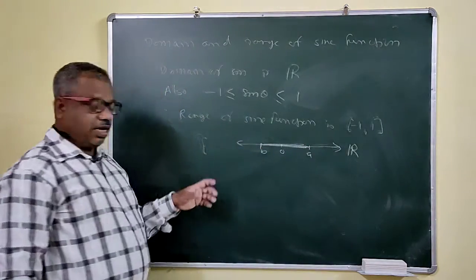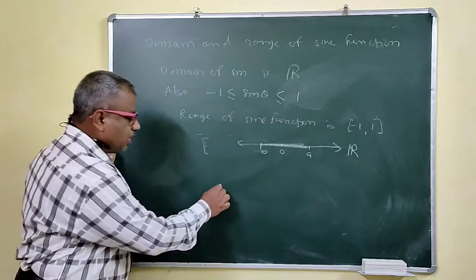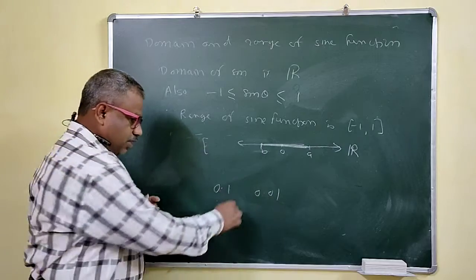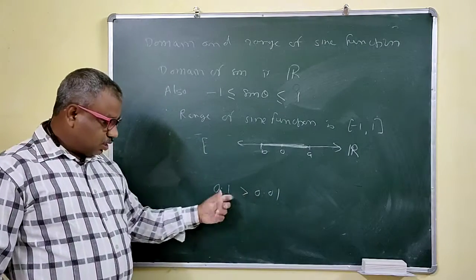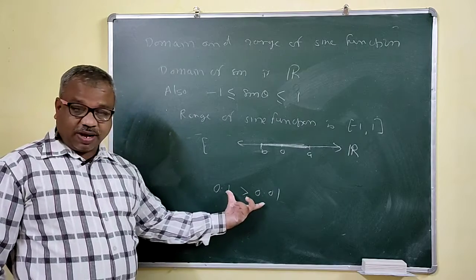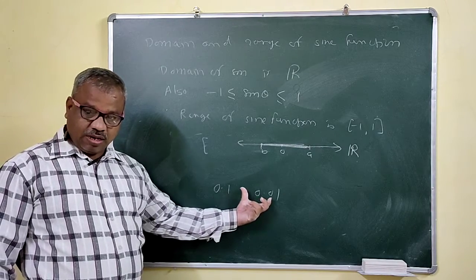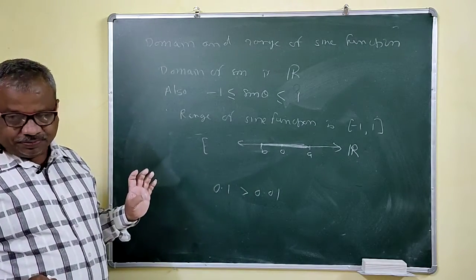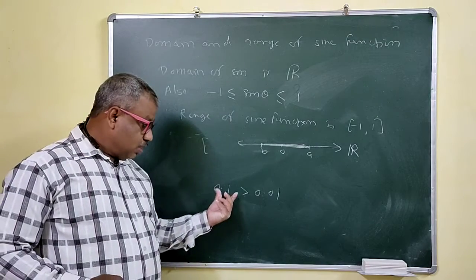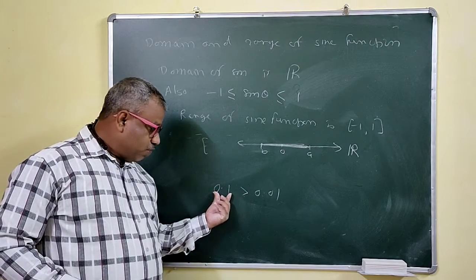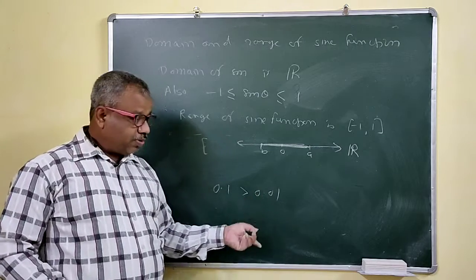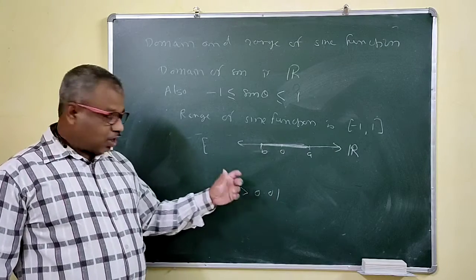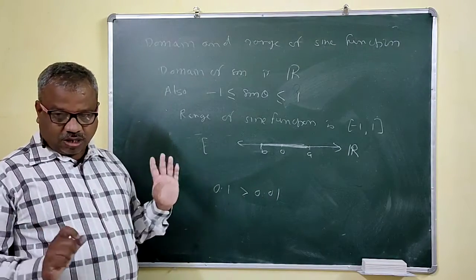Between any two real numbers, there are infinitely many real numbers, right? So how many real numbers lie between 0.01 and 0.1? This 0.01 is less than this, right? So this is the relation actually. But see, they are very close to each other. But there are infinitely many real numbers lying between 0.1 and 0.01. Infinitely many real numbers lie between any two real numbers, right? So you cannot count the real numbers lying between 0.1 and 0.01. You cannot count, right?